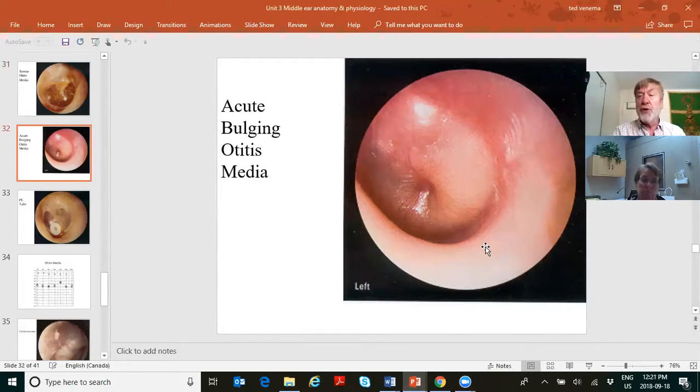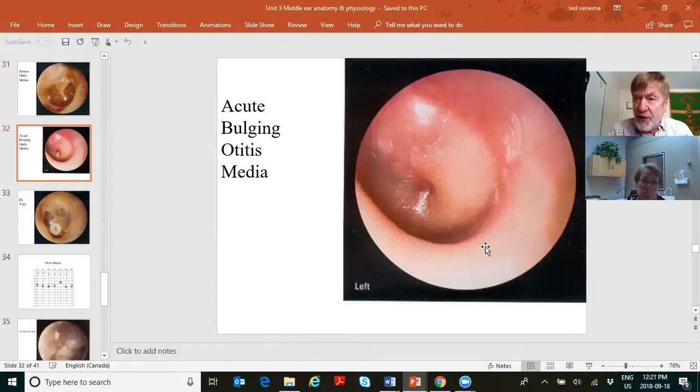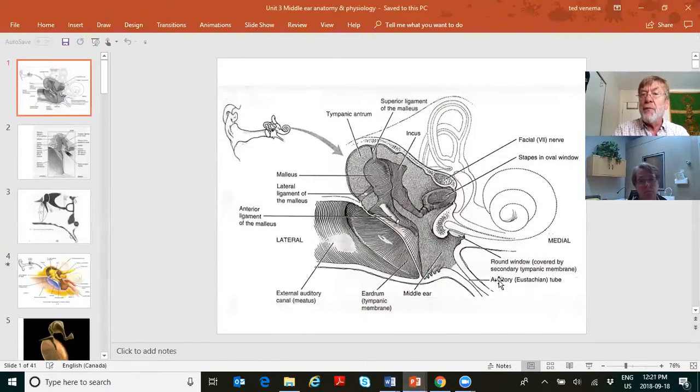Okay, and the fluid is no longer serous, it's now suppurative or purulent, as it says in your notes. This means infected. Now, if left continually untreated, this could really be a problem. What's this in distance? This is 1/8 of an inch. So the roof of your middle ear space is 1/8 of an inch from the base of your brain.